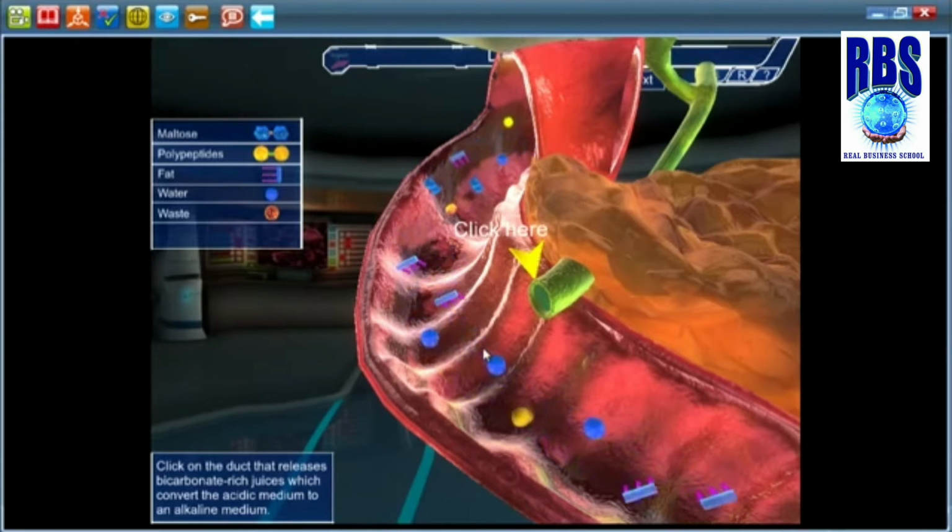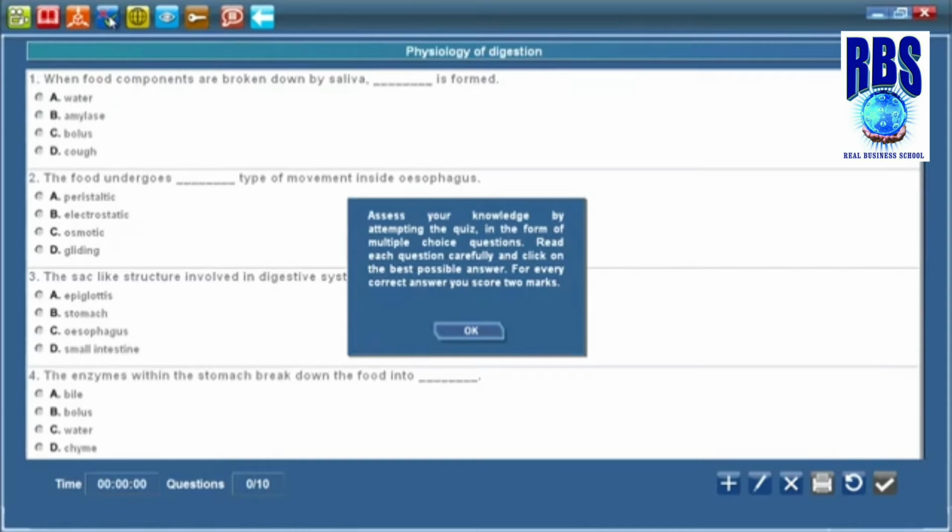So let me take you to our next learning resource, that is quiz. So coming to quiz, every topic comes with a set of questions which helps the student in evaluating his understanding of the topic. So let me attempt this quiz.